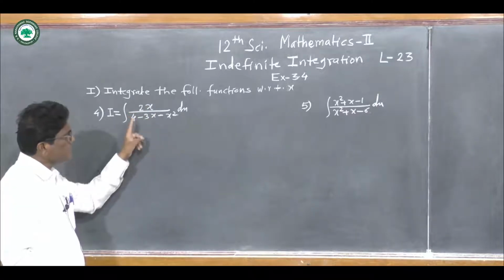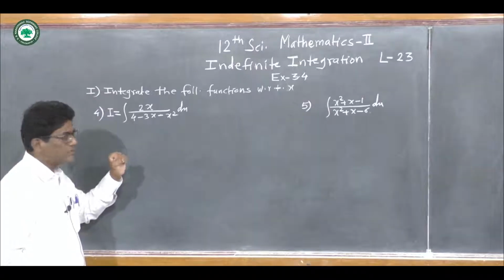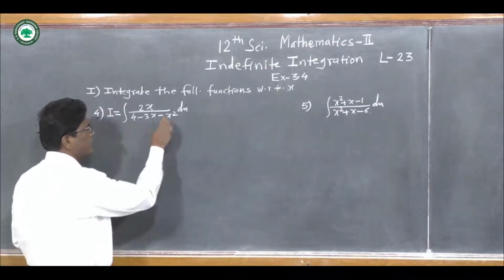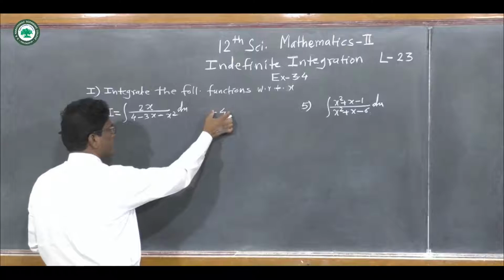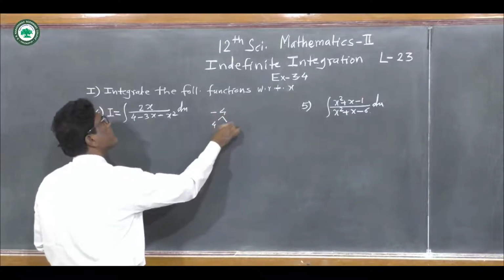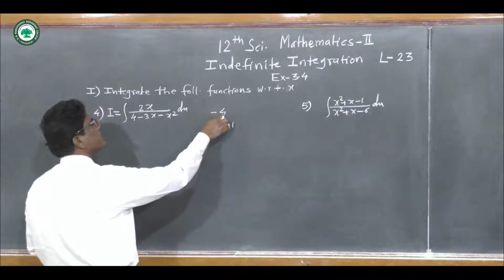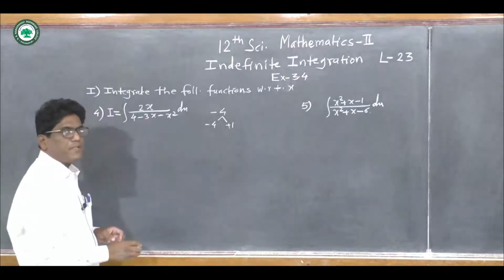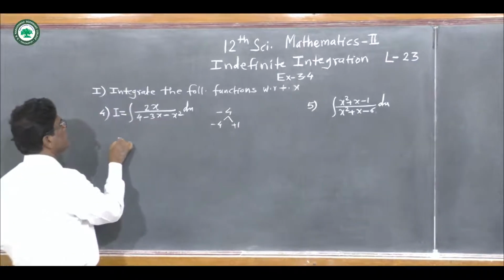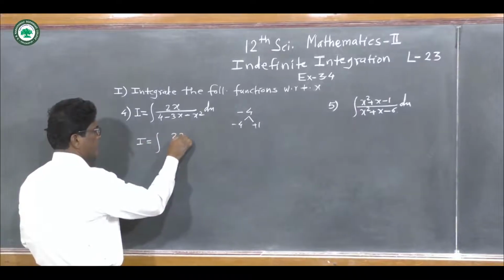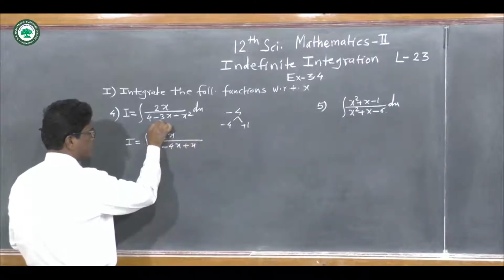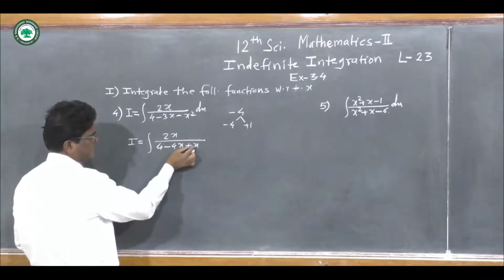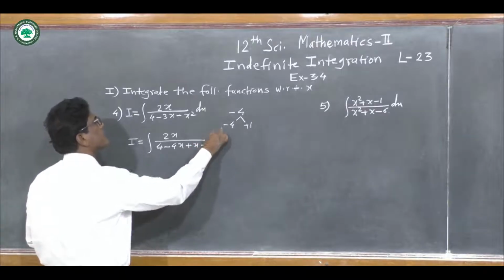Now here in the denominator the factors are not given directly, we have to factor this denominator. So 4 into minus 1, we factor this minus 4 so that the product is minus 4 and the addition is minus 3. So take minus 4 and plus 1. Minus 4 into 1 is minus 4 and minus 4 plus 1 is minus 3. And so we write this I is equal to integration of 2x upon 4 minus 4x plus x minus x square dx. We split this minus 3x as minus 4x plus x.